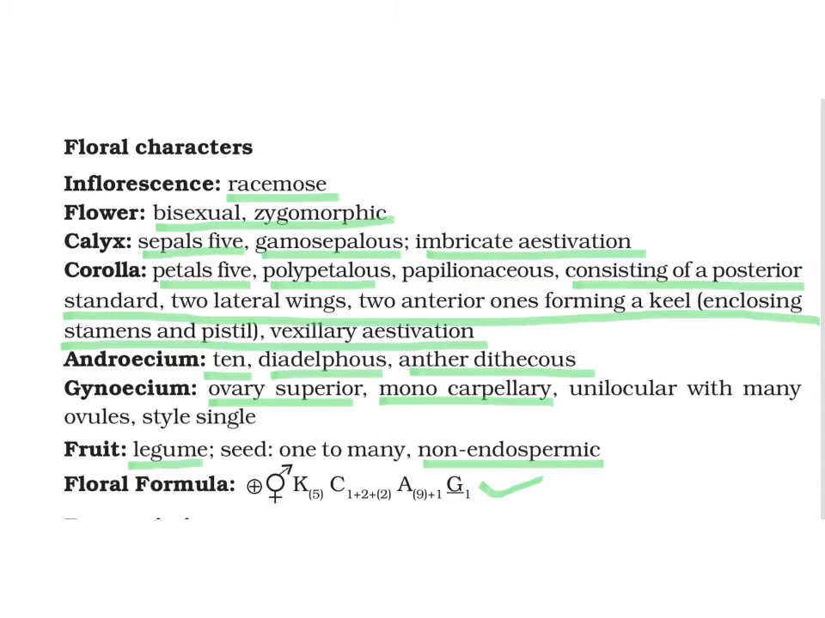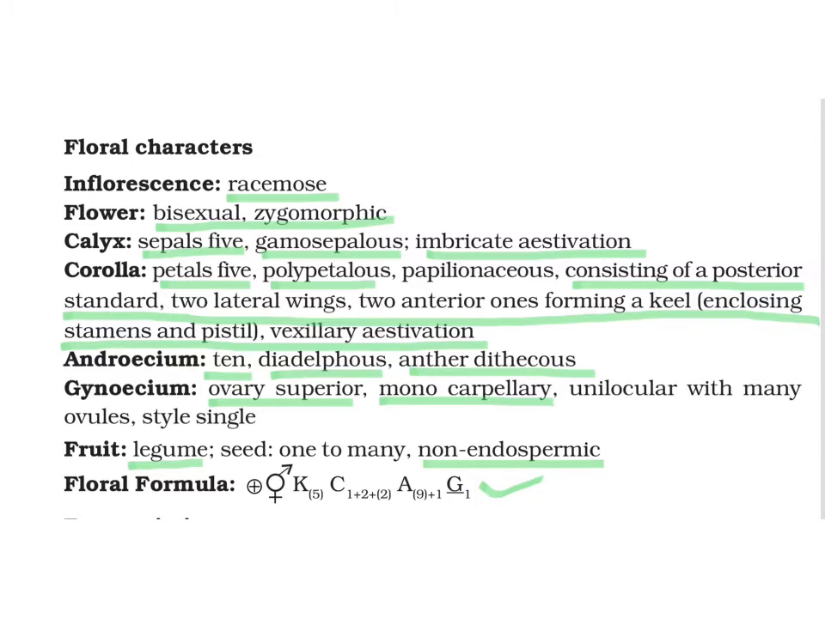Then they consist of a posterior standard, then 2 lateral wings, and 2 anterior ones forming a keel which enclose the stamens and the pistil, and here the vexillary type of aestivation is found. Particularly we are talking about this Pisum sativum.